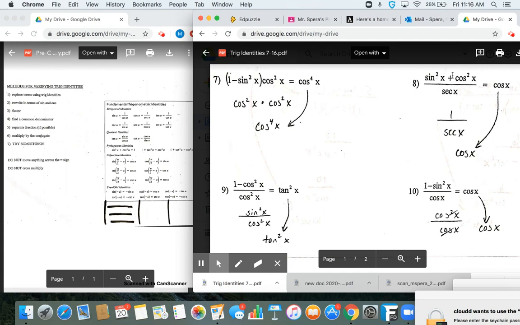In number 8 here, this is the identity in itself. We said that we could use this in different ways, and I talked about manipulating this yesterday. But right on your identity sheet, sine squared x plus cosine squared x is 1.